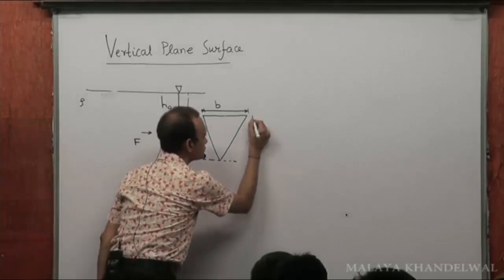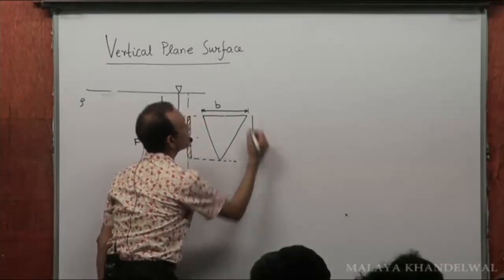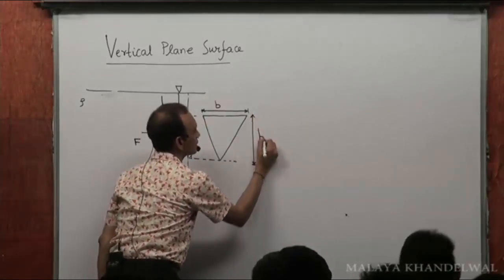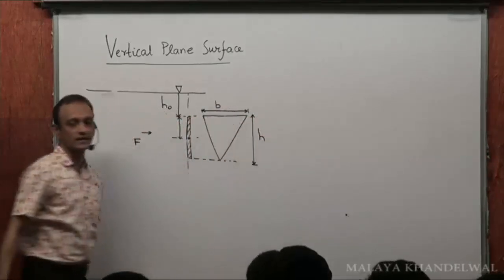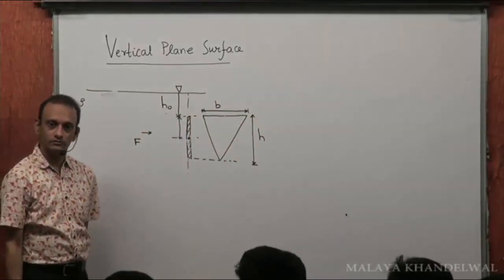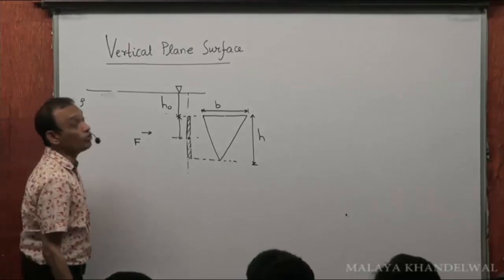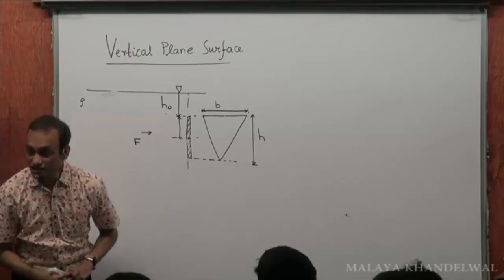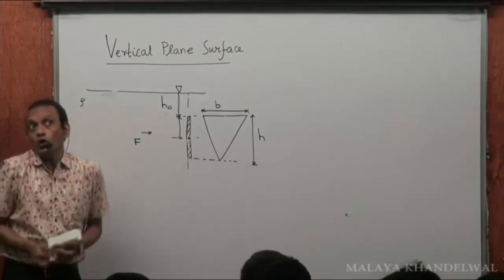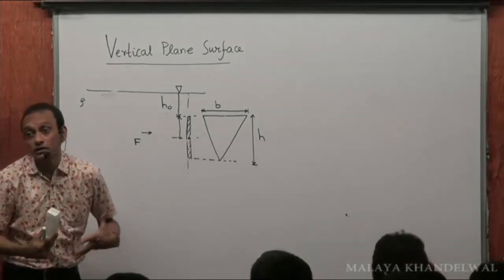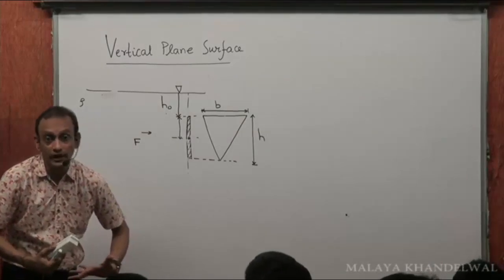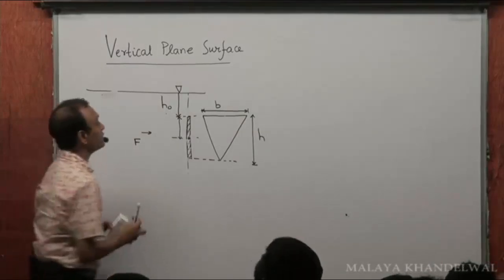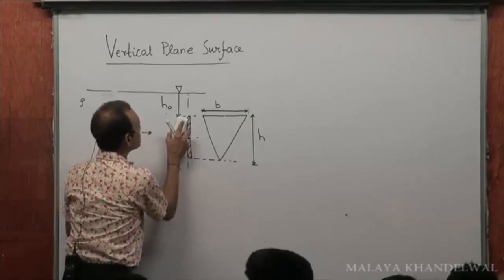And h is the height of this triangle, from this vertex to this base, that's the height of this triangle, right? And I want to find the force on this triangular lamina. So all that I need to do is, I need to first locate the center of gravity of this triangular lamina, right?